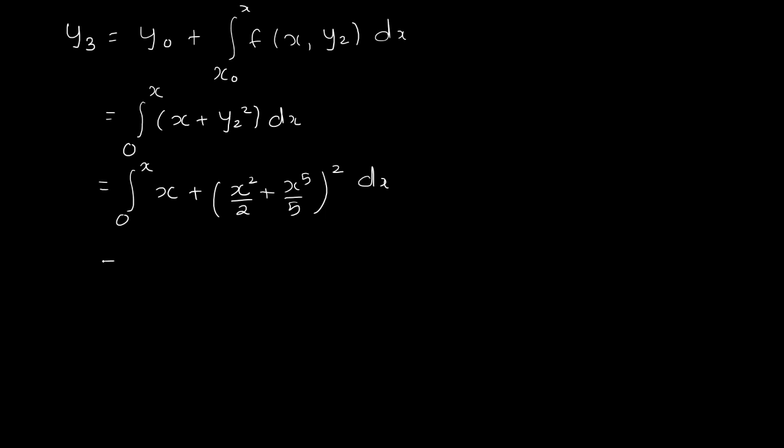So now if we check, this gives us the integral from 0 to x of x plus, opening the bracket of the square, x raised to 4 by 4 plus x raised to 10 by 25 plus x raised to 7 by 5, dx.